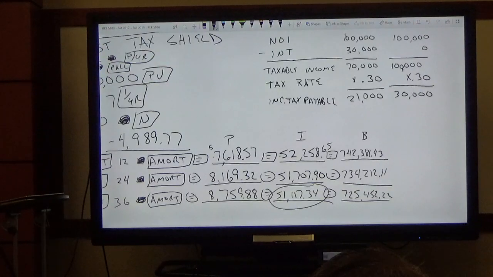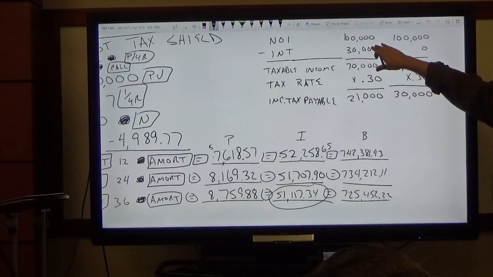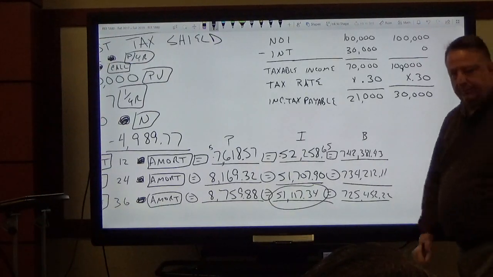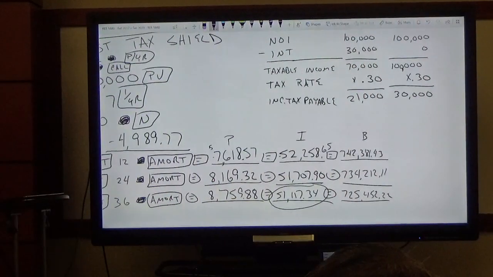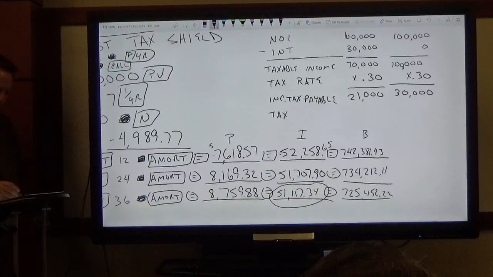So in other words, it shielded part of our income. That's where that term comes from: instead of being taxed on all of our income, we only got taxed on 70,000 of our income because we got the benefit of that interest deduction. Does that make sense? Yes or no? Now, if we had a tax credit that were to come in, a tax credit would be applied here.